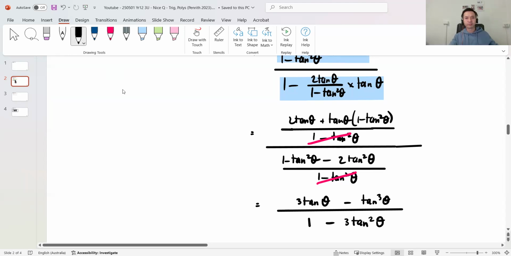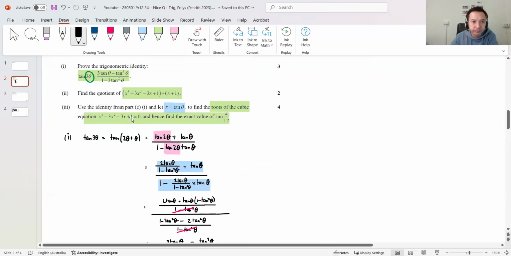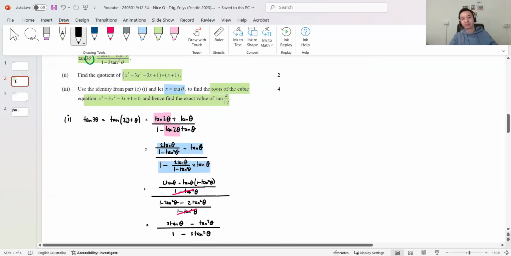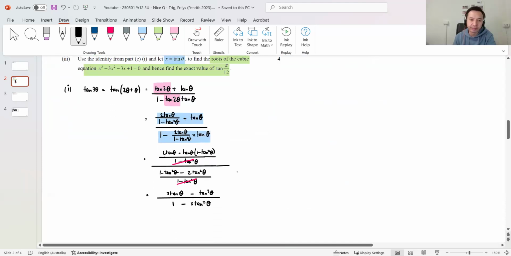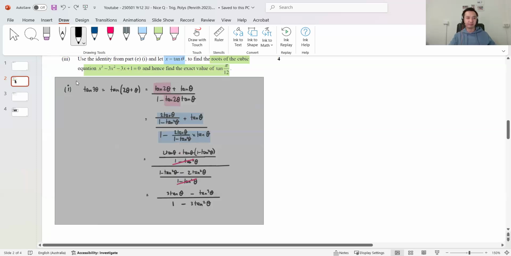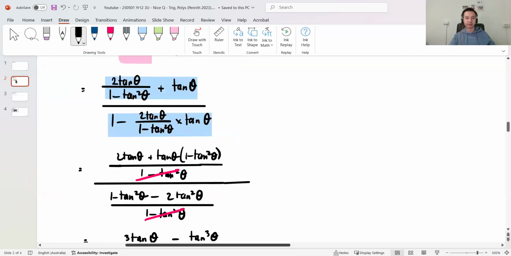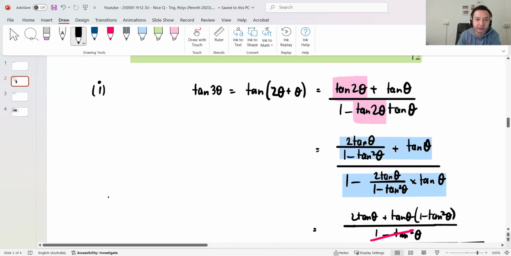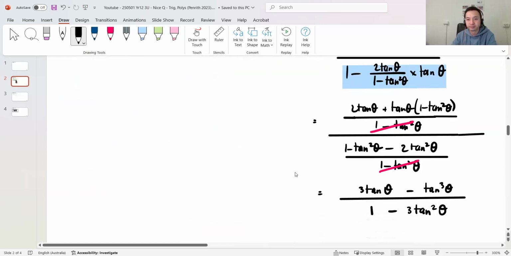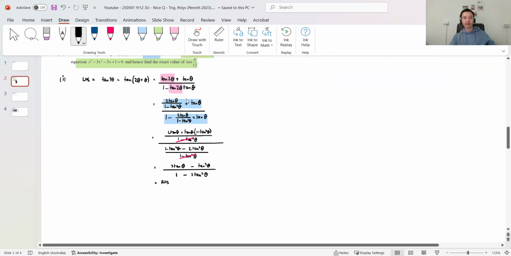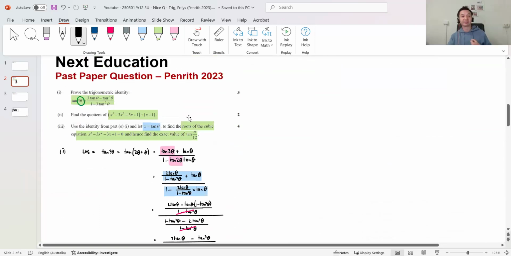Now, is that what I want? 3 tan theta minus tan cubed theta. Perfect. Done. Tick. Theoretically, I should have done the left-hand side, right-hand side, just to be amazing when I prove identities. So I go left-hand side equals right-hand side. Perfect. Done. That was 3 marks, so there's a lot of marks.